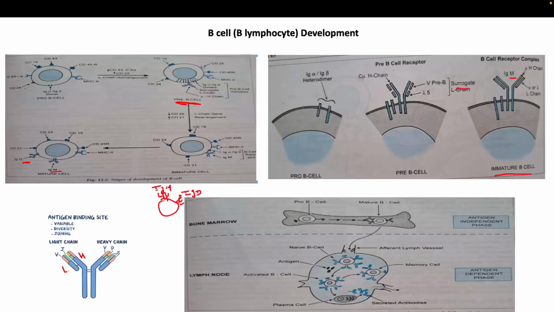So here you can see that in the heavy chain there are three types of gene segments in combination, V, D and J, whereas in the case of the light chain there are only two types, one is V and another one is J.